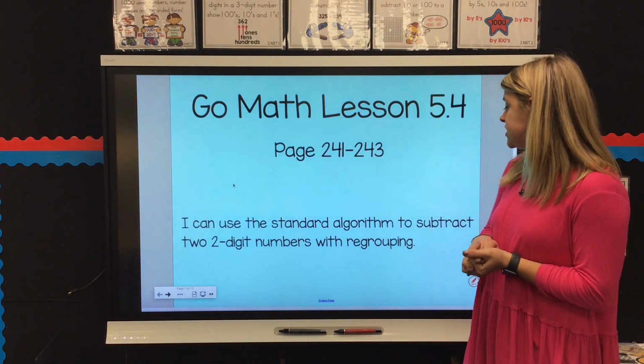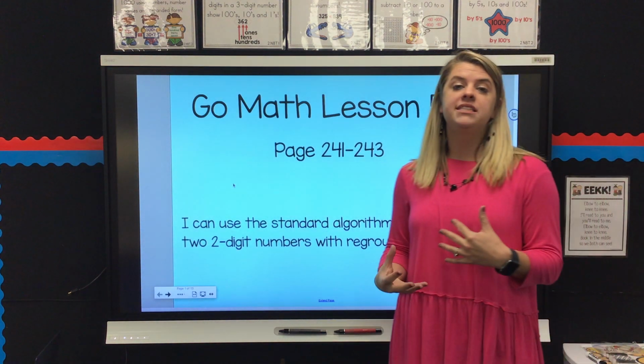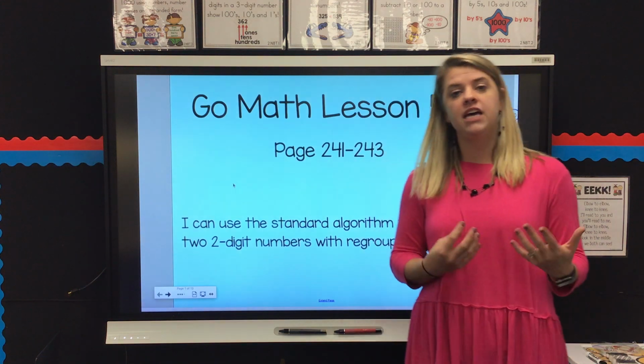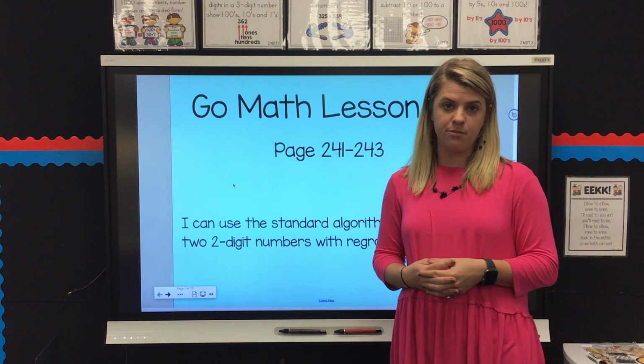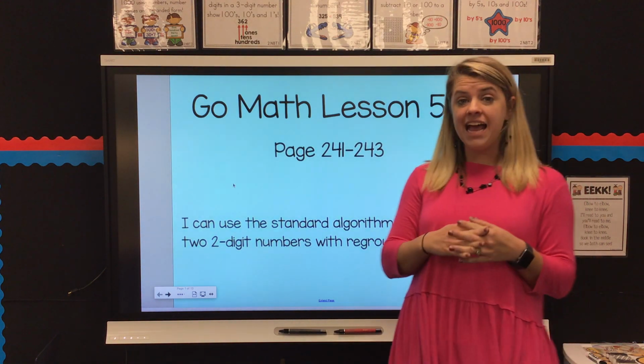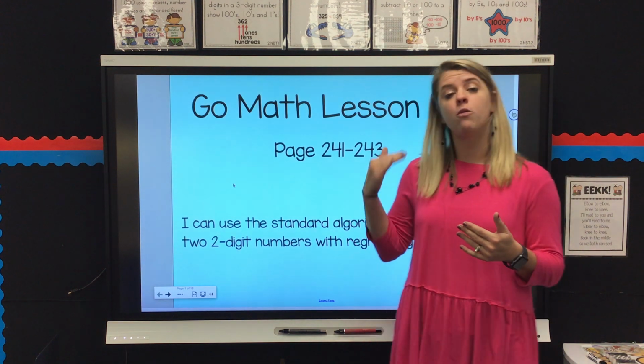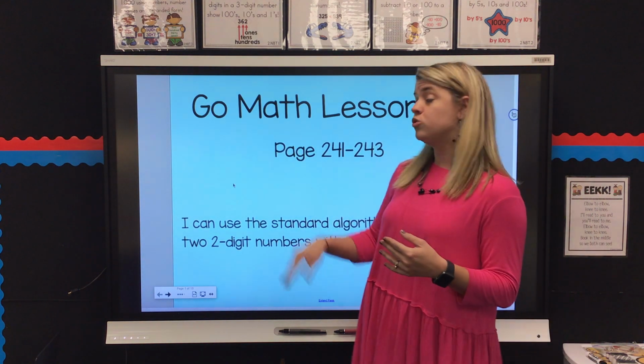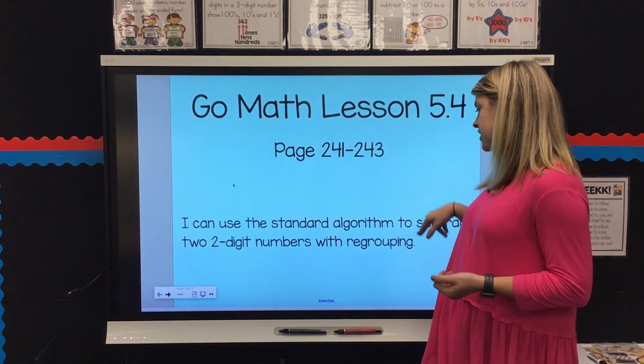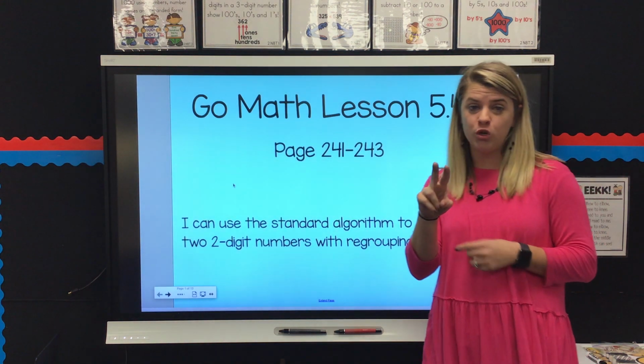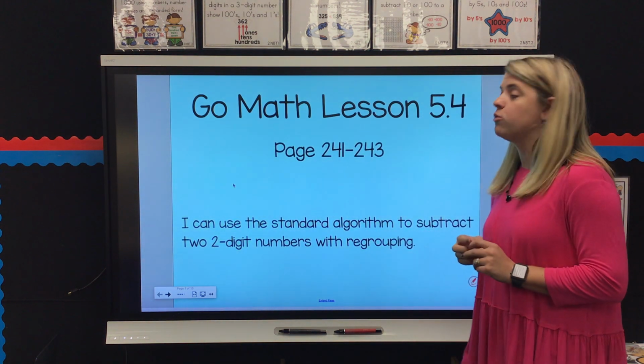All right, so yesterday we started drawing pictures to help us solve our subtraction problems, okay? Today we're still going to be drawing our pictures, but we're going to focus more on using the standard algorithm to subtract two-digit numbers with regrouping.